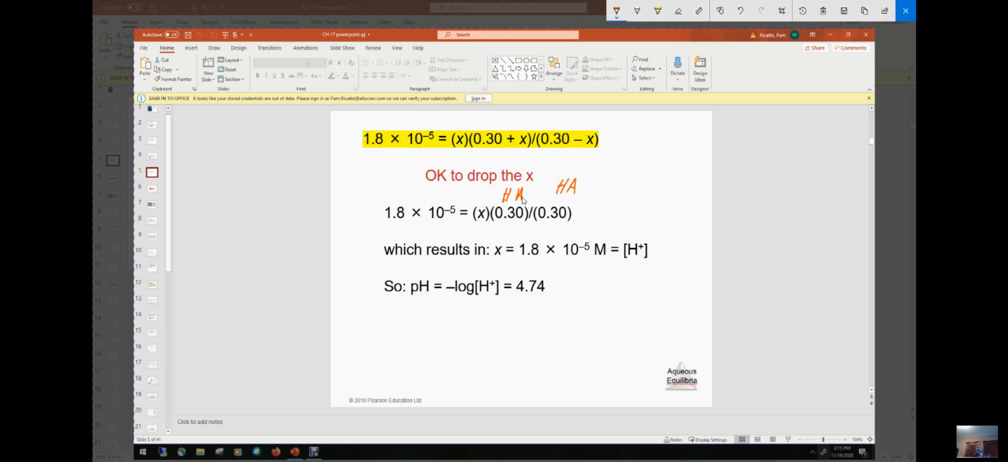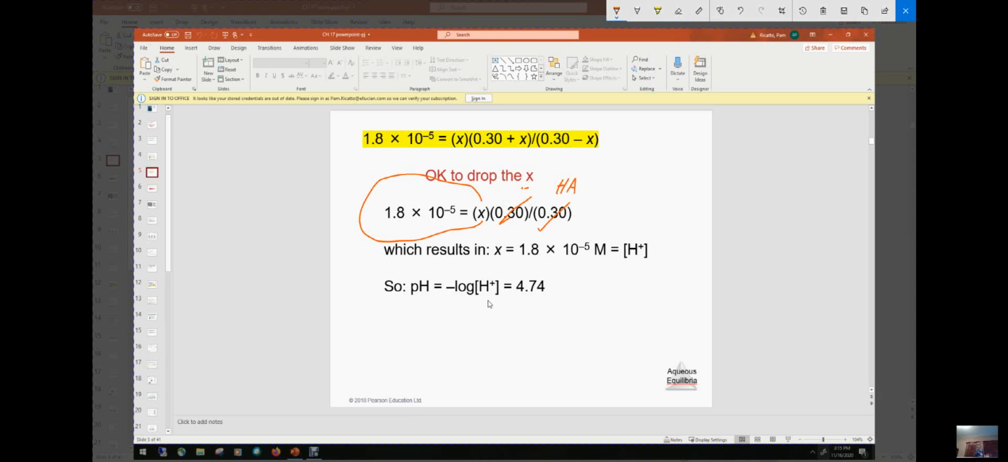I'm going to erase the H in a second. So the concentration of the HA and the A minus are going to cancel each other out. Let's get rid of this. So 0.3 here is going to cancel with 0.3 here. So interesting, X is just the Ka. Okay, let me show you this part.